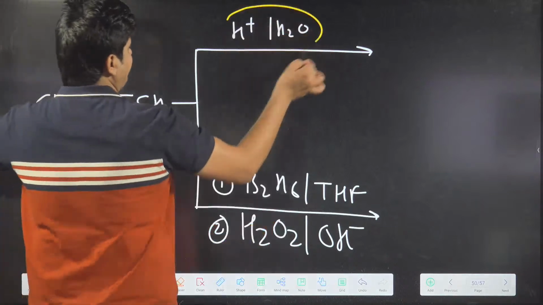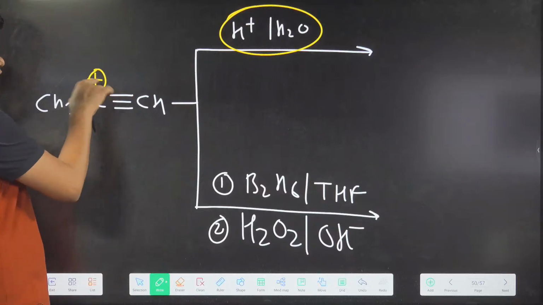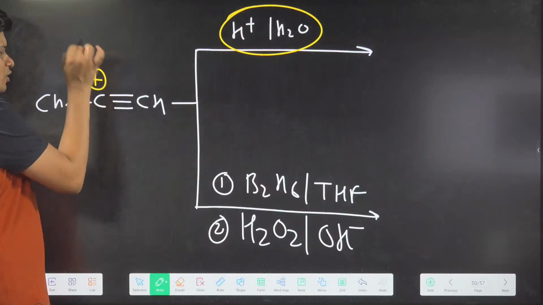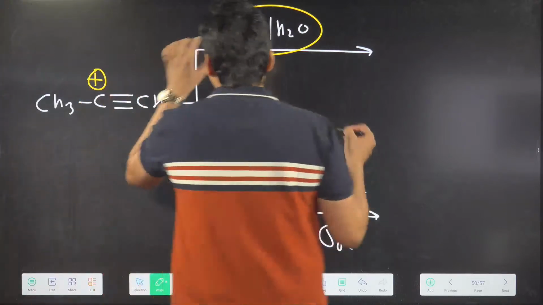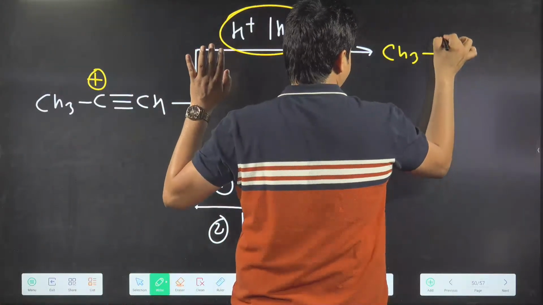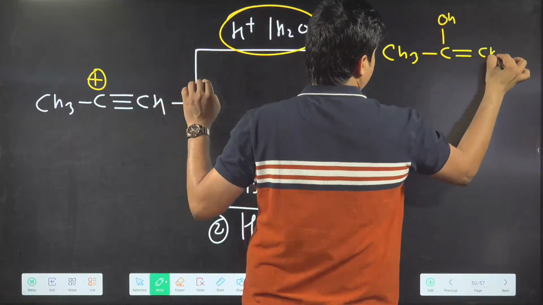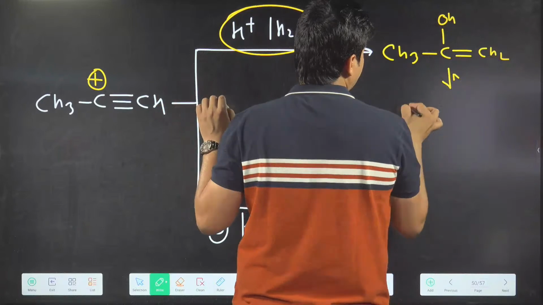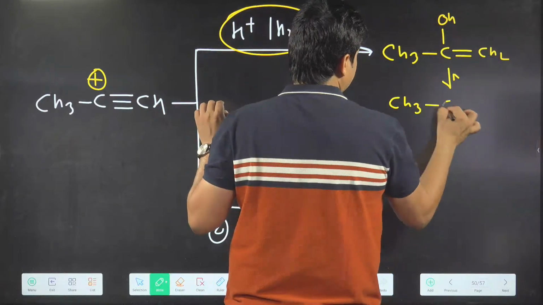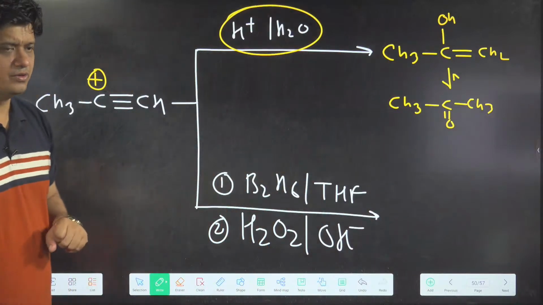Now, if this is given, plus is more stable on this. So bind OH to the more stable one. So what will happen? CH3, C, OH, double bond, CH2. It is going to tautomerize. After tautomerism, you will get CH3, C double bond O, CH3. This is the final thing for you.